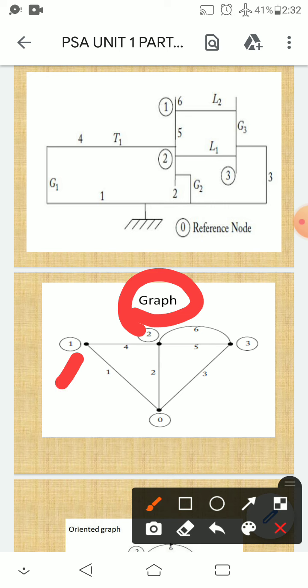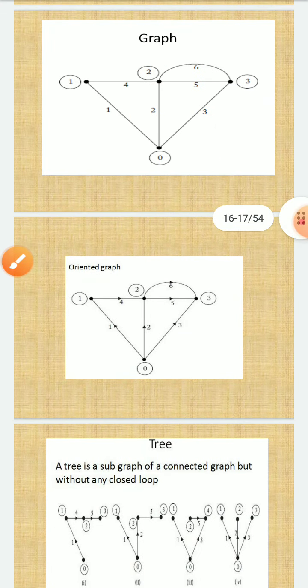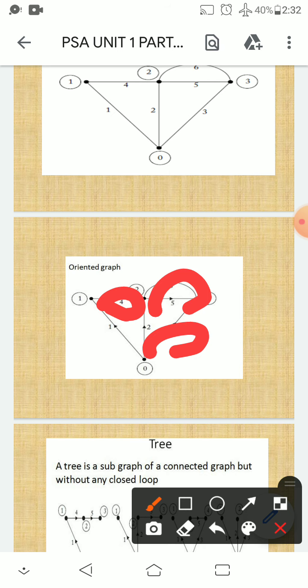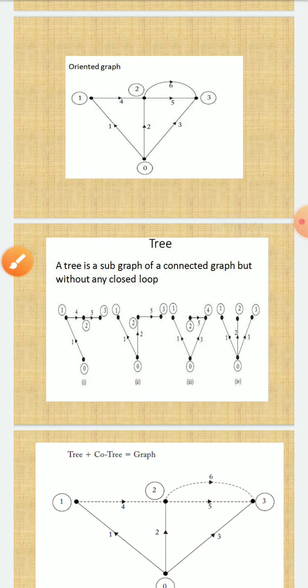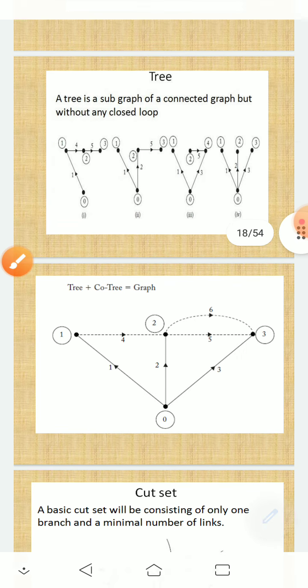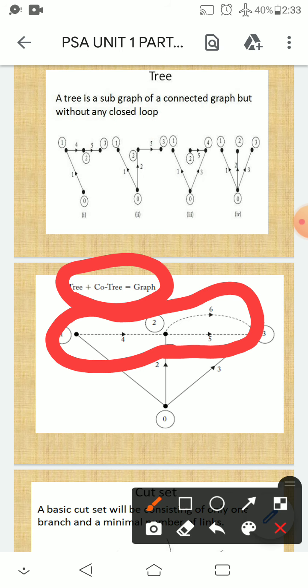Here we have 6 elements and 3 nodes, 1, 2, 3. The reference node is called 0. Next is the oriented graph. In an oriented graph, we have arrow marks on the elements of the graph. Next, tree. A tree is a subgraph of the connected graph without any closed loop. Tree plus co-tree gives the graph. The dotted lines represent the co-tree.